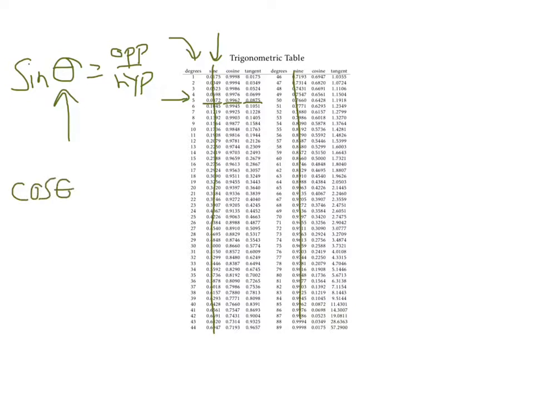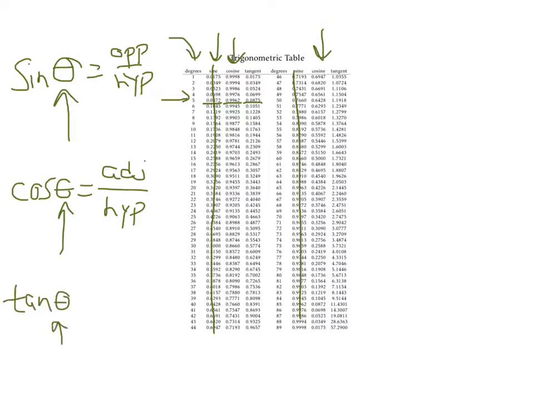Cosine of some angle is equal to the adjacent side over the hypotenuse. So again, if you take a look at this table, if you divide the length of the adjacent side by the length of the hypotenuse of a right triangle that contains a particular angle theta, then you should get a specific value as indicated in the cosine column. And for tangent, same basic idea, particular angle, you're dividing the opposite side by the adjacent side, and then you're going to look in the tangent column right here.